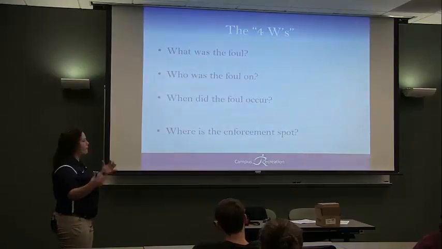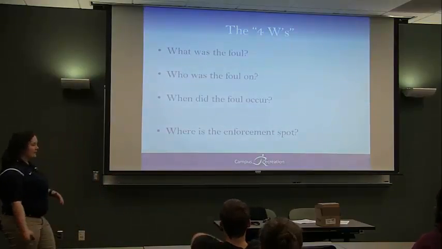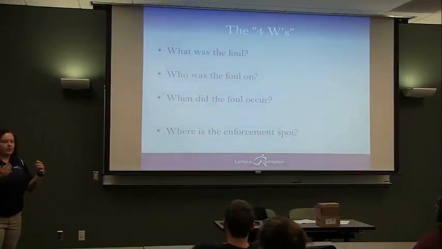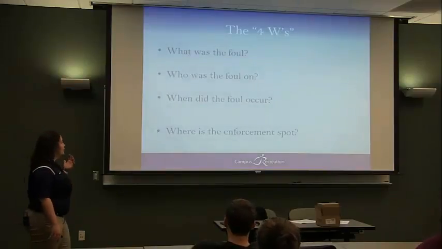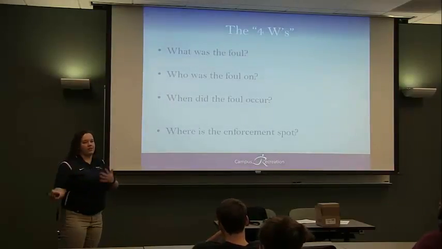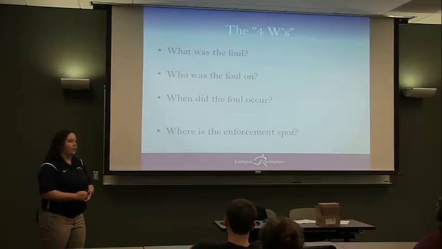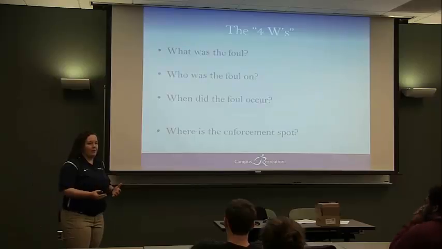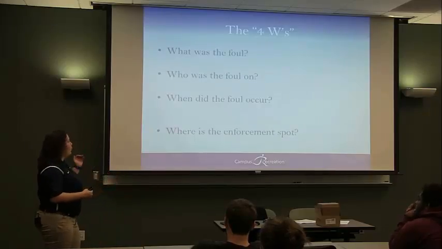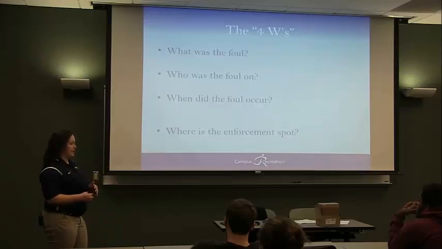All right, so we got our 4 W's. We got what was the foul, so let's say it was illegal contact. Who was the foul on, the offense or the defense? When did it occur? So this is where, was it a dead ball or a live ball penalty? Was it a running play, a loose ball play? And then where is the spot of enforcement?